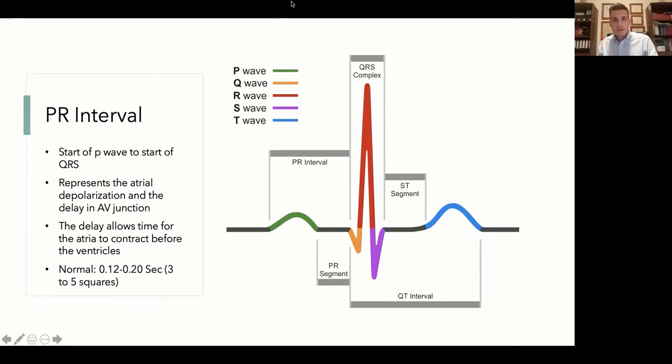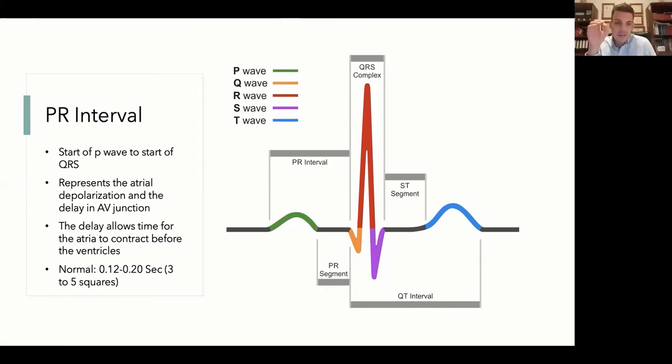Now, let's talk about the PR interval. This is a very important part of the ECG. The PR interval starts at the start of the P wave until the start of the QRS, and it represents the atrial depolarization and the delay in the AV junction. And now you ask, why do we care about the delay in the AV junction?